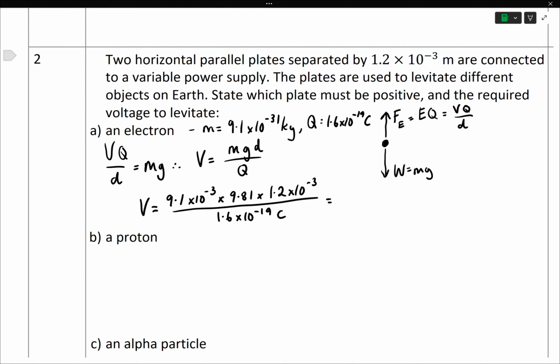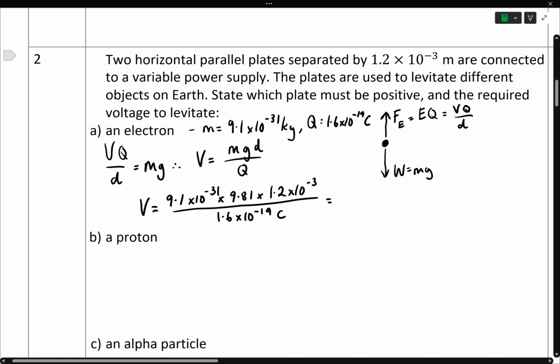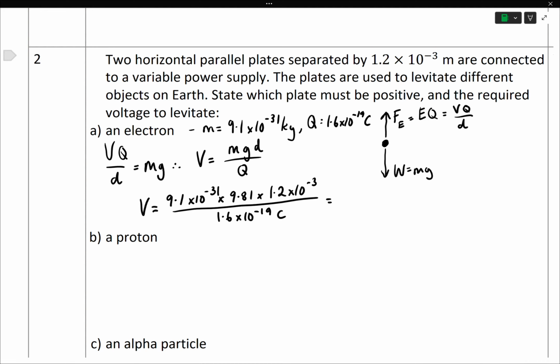gives us the voltage required is 6.7 times 10 to the minus 14 volts.